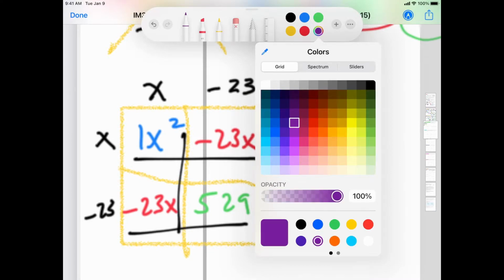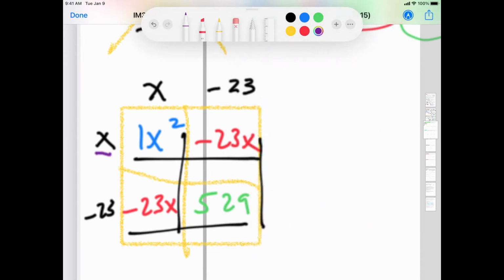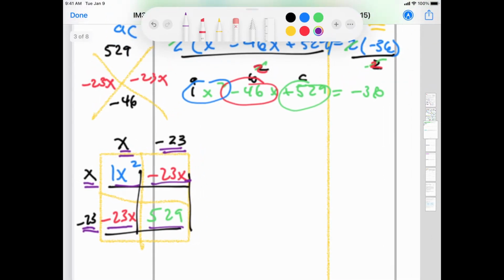Remember, you can always multiply to check your answer. x times x equals x squared, or 1x squared. x times negative 23 gives me negative 23x. x times negative 23 gives me negative 23x. And negative 23 times negative 23 gives me 529. Okay, now that I know that it is x minus 23, x minus 23, and you have 2 of these expressions, right? So now you can write x minus 23 squared.